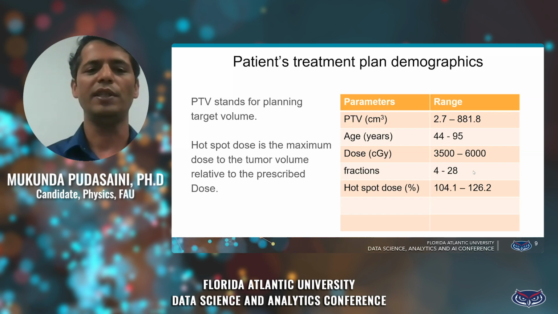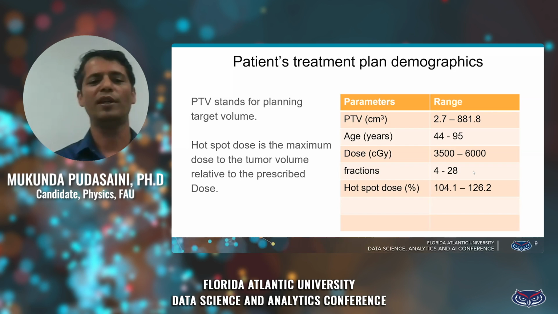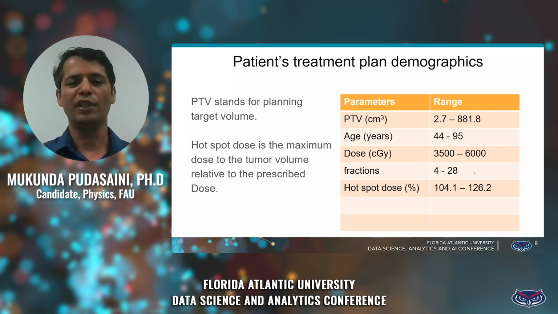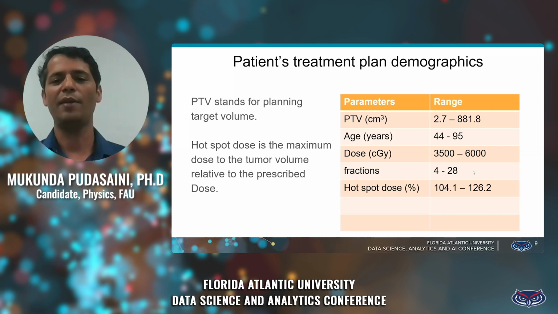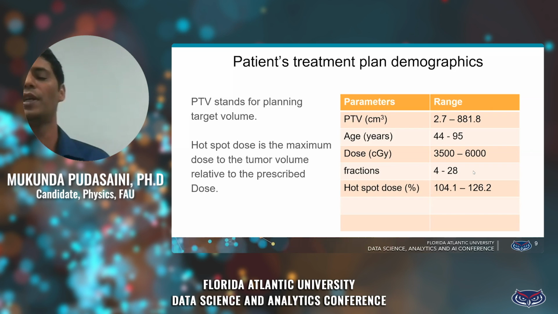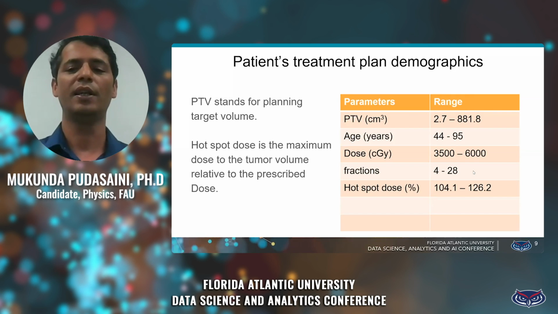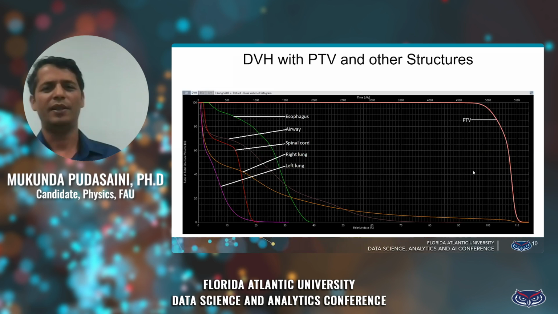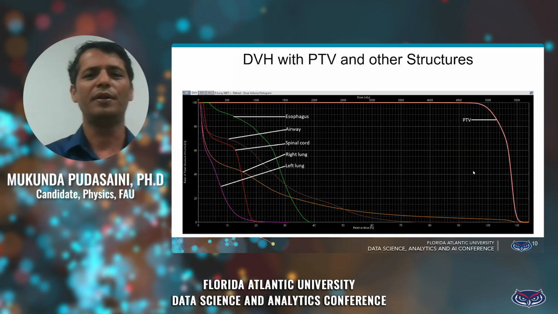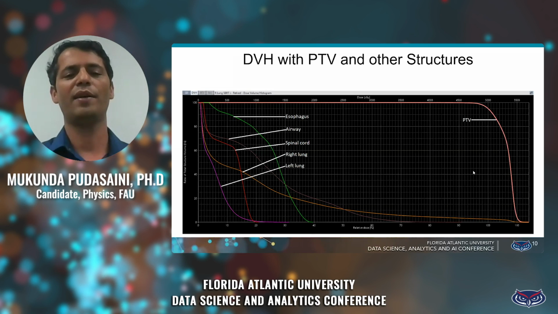The hotspot dose is the maximum dose that the tumor receives during the treatment relative to the prescribed dose, and it was measured in percentage relative to the prescribed dose, which ranges from 104.1% to 126.2%. This is a typical example of a DVH from one of our patient cases.